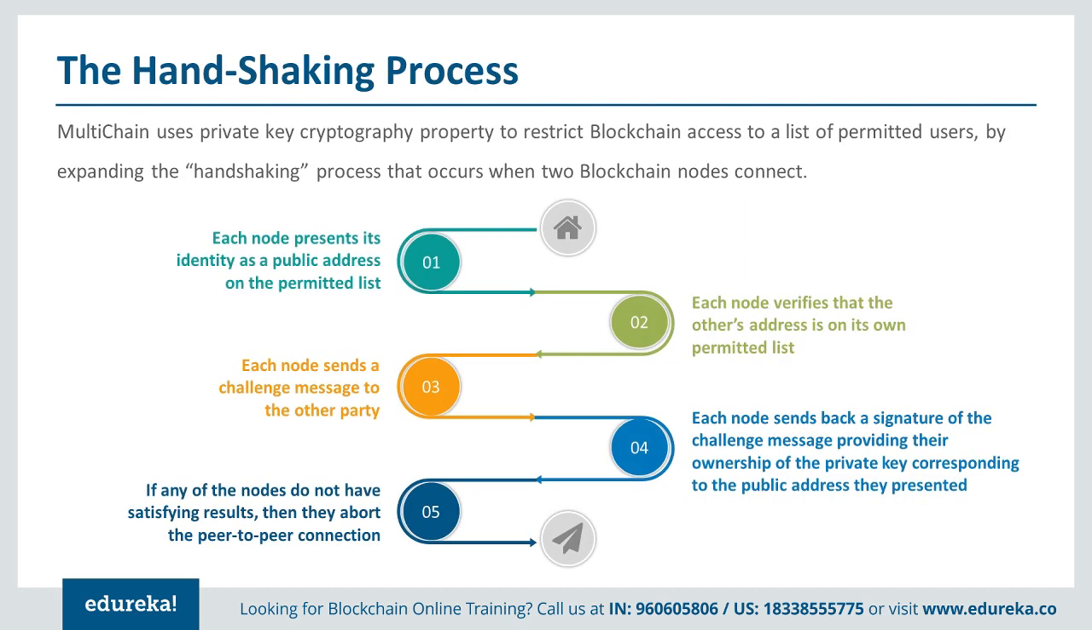Now this is the handshaking process. Each node will create the chain or a new chain, and whosoever wants to connect with it will need to give the connection string before they can connect to that particular chain. Each node presents its identity as a public address on a permissioned list. Each node verifies the other's address on its own permitted list. I think this will be more clear when we do it practically. Each node sends a challenge message to the other party, and each node sends back the signature of the challenge message, proving their ownership of the private key corresponding to the public address. And if the keys do match, then they are connected with each other.